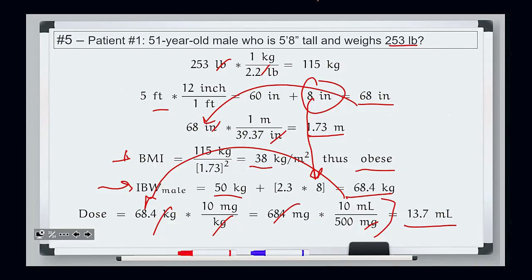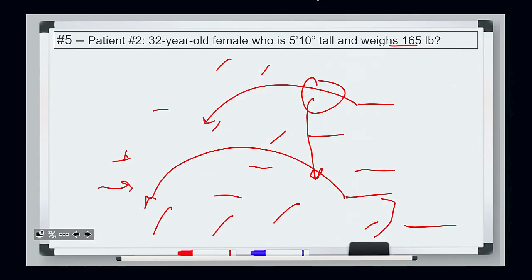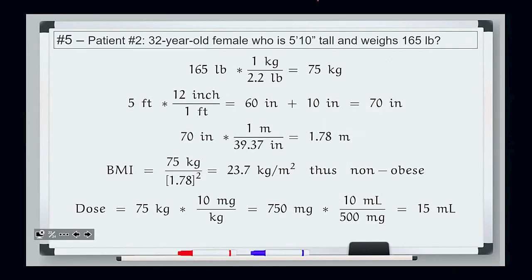This kind of worked the same as the previous one. Here we had to calculate BMI instead of BSA, all right? But we had to do that. We made a decision, chose our right dosing based off of that, and then just multiplied it across. This one works exactly the same way.